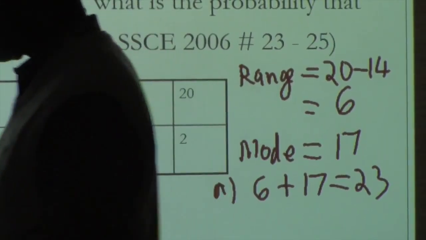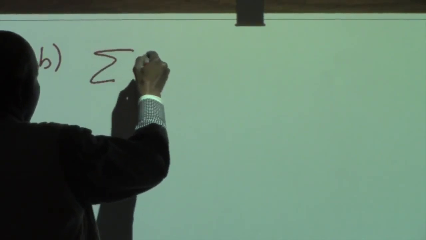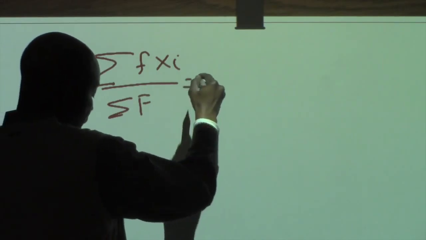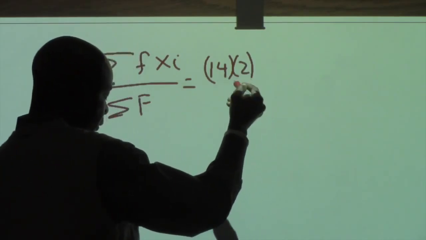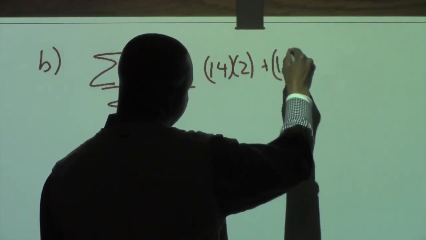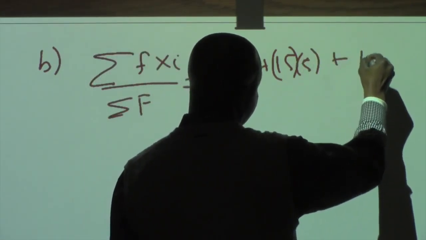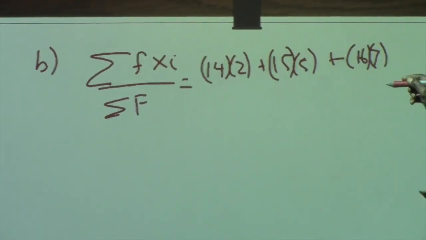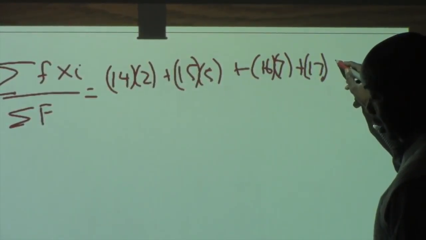So let's turn to the next slide, and I'm going to show you how we do it. Let's just lay it out. Now we are finding the mean. So we do f times xi over the summation of f. We have 14, with a frequency of 2. Then we have 15 with a frequency of 5. Then we have 16, with a frequency of 7. Then we have 17, with a frequency of 11.